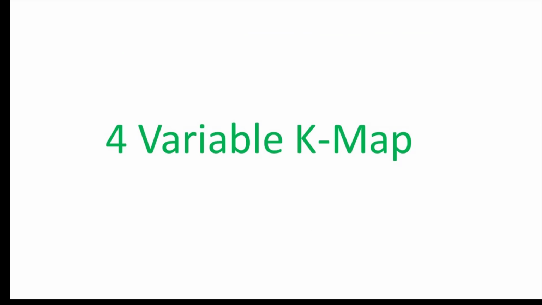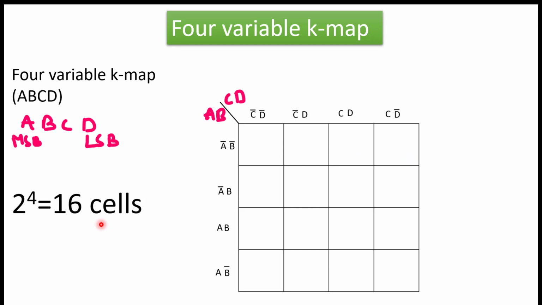In the last lecture we discussed how to minimize a 2 variable and 3 variable boolean expression using 2 variable and 3 variable K-map. In this lecture we are going to discuss the 4 variable K-map to minimize boolean expressions. Let's start with the 4 variable first. In case of 4 variable we will be having total 4 variables. That means you are going to have 2 power 4, that means 16 cells.